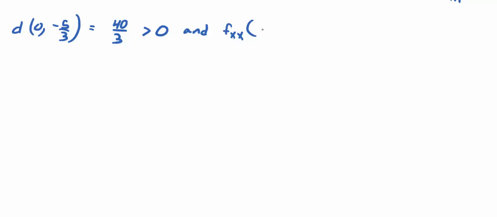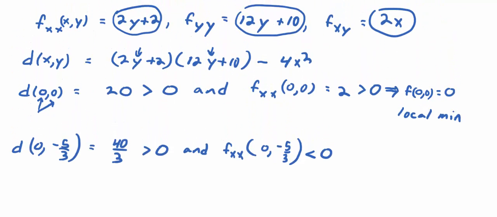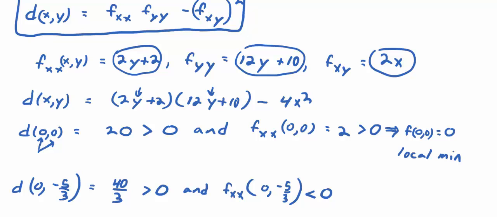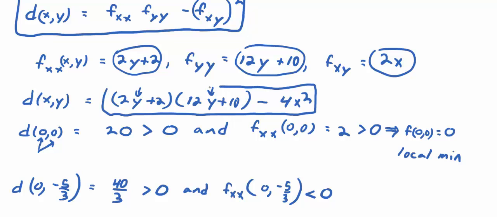So f sub xx evaluated at 0, negative 5/3. Turns out that will be less than 0. You guys believe that? Again, if you go back and look at D, then what happens? So look at this version of D. What happens when you plug in 0 for x? Okay, this guy is 0, right? And then when you plug in negative 5/3, this guy will be negative, and this guy will be negative, so you will get a positive. And it does turn out to be 40/3. If you want to check that either by hand or on your calculator, you can do that.